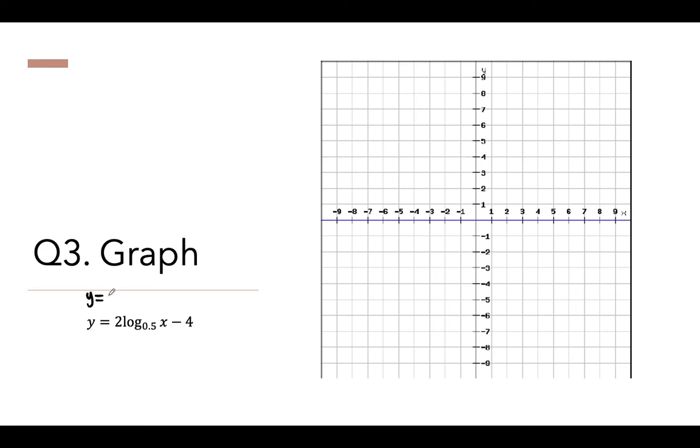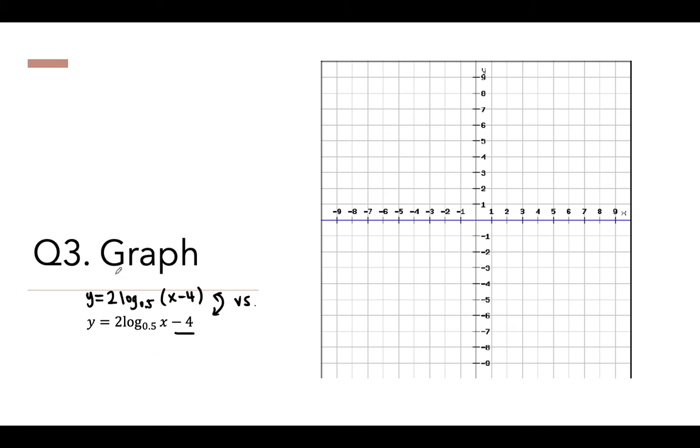So look at over here, 2 log 0.5 x minus 4. Do you see the difference? Okay, so if it's in the bracket, it's horizontal translation. But if there's no bracket, that means it's going to be a vertical translation, which is going down 4 steps.